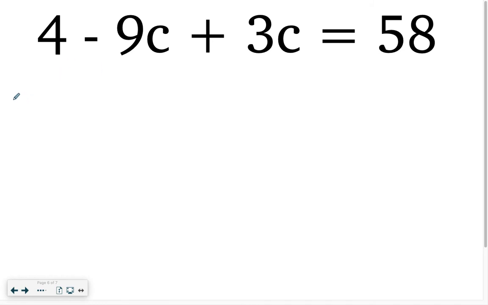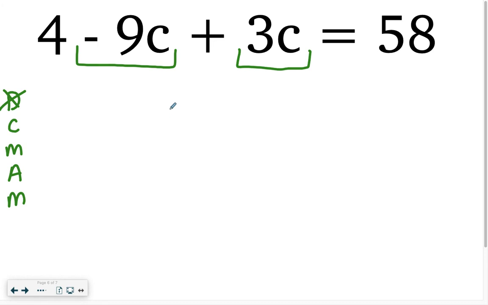All right. Don't call me after midnight. I don't have any parentheses. I have nothing to distribute. However, I do have like terms that I can combine. I have a negative 9c and a positive 3c. So I'm going to combine those. Negative 9 plus 3 is negative 6c equals 58.